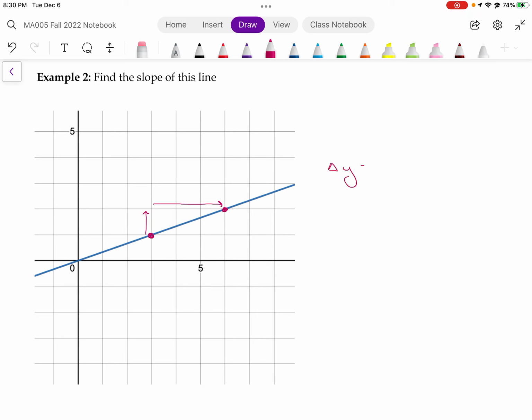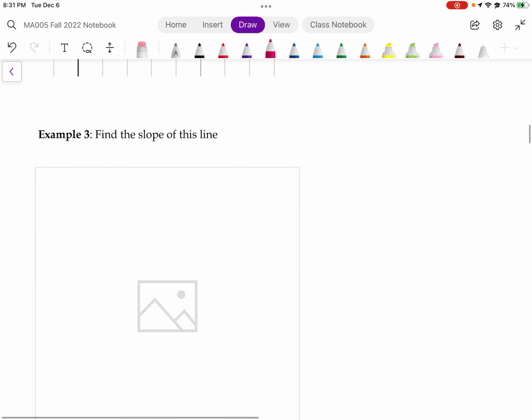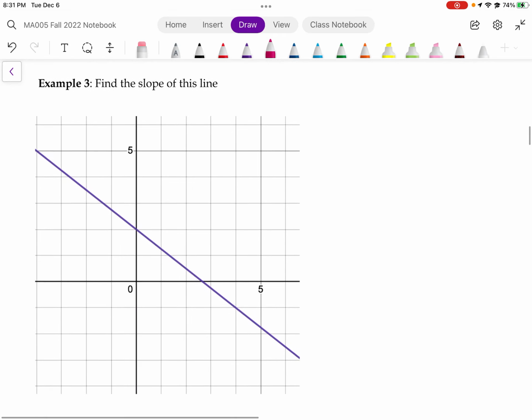So change in y is the rise, and that is a positive 1. It went up 1 over the change in x. How much did the x change? Well, I went right, that's positive 3. So this is 1/3. So the slope is 1/3. Okay, give that one a try.